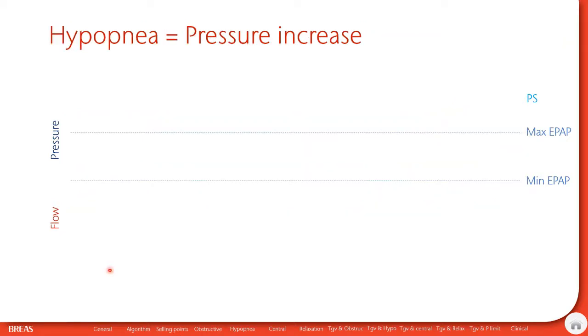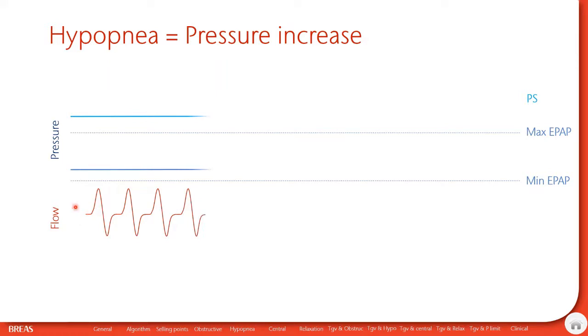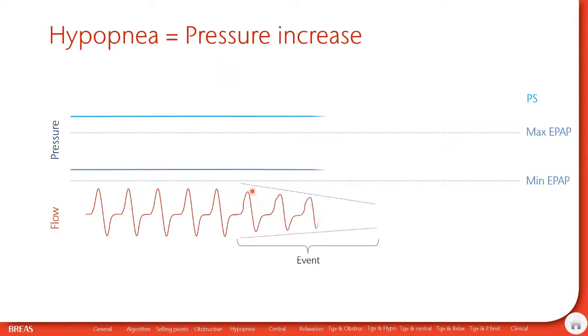Let's look at the next example, where we will simulate a hypopnea. It will be very similar, but not the same. Again, a period of normal breathing, stable EPAP, continuous pressure support, generating a straight line on the peak inspiratory pressure. Now, instead of an obstruction, there will be a hypopnea with a reduction in flow.